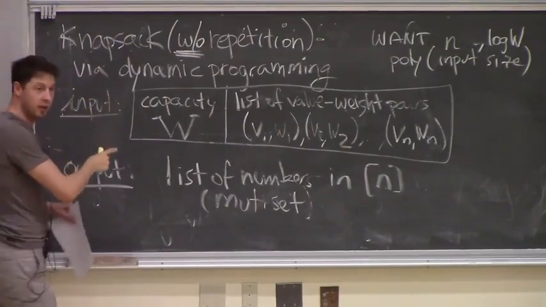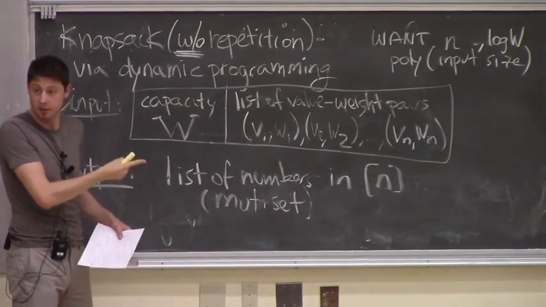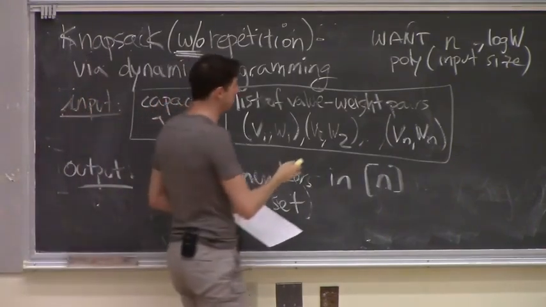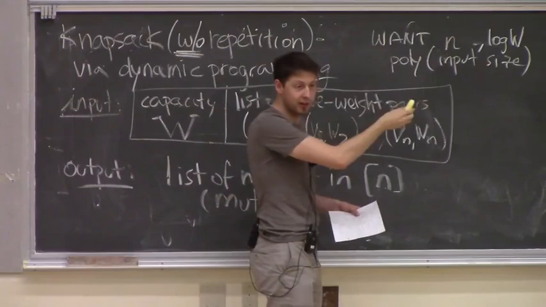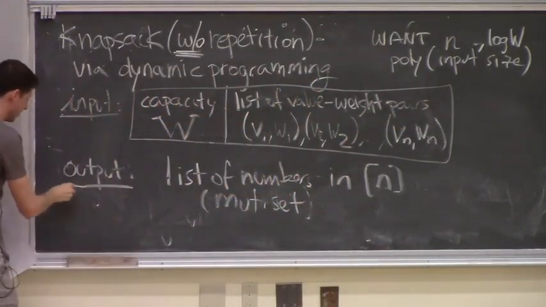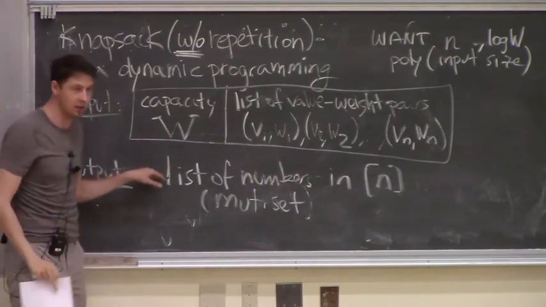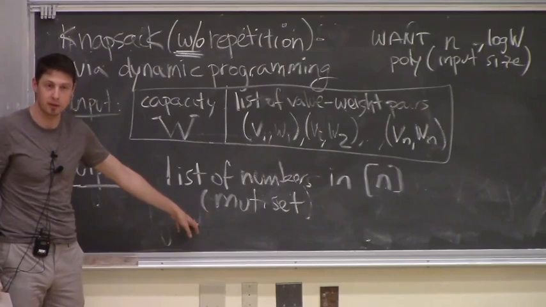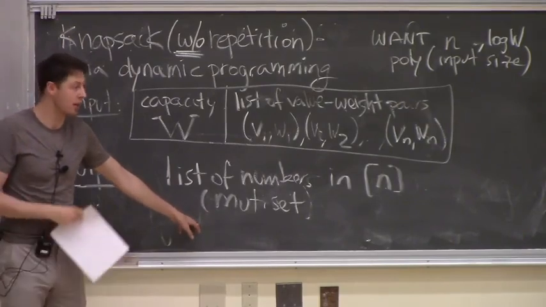The input is going to be the same. That's still the input as before. What we wish for, and again, we will fail, is the same as before, n and log w. It's just the output. Now, I still want a list of numbers, but it's not going to be a multiset. What is it going to be? Just a set, right?